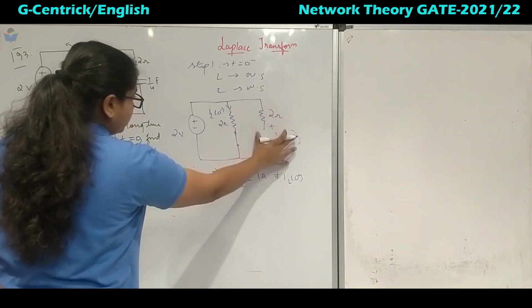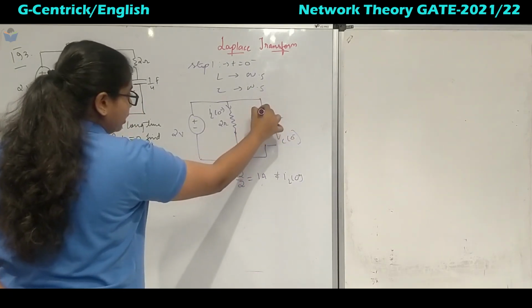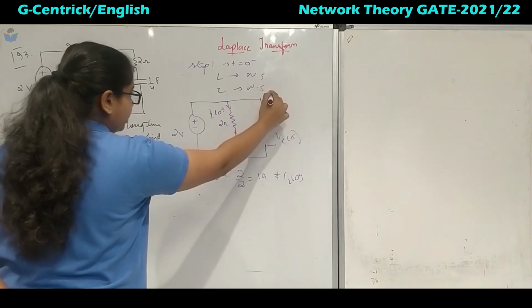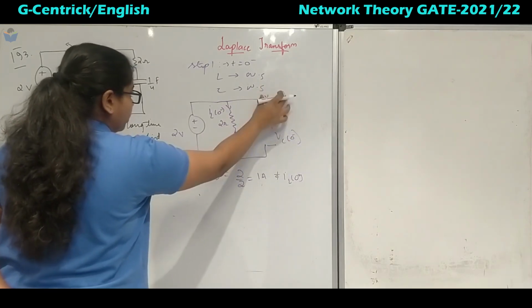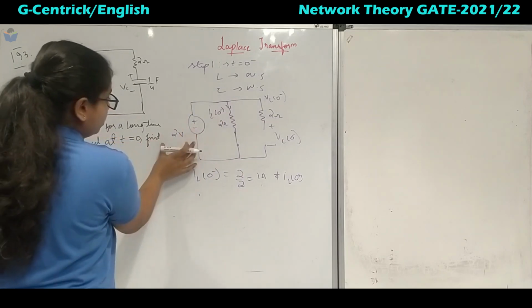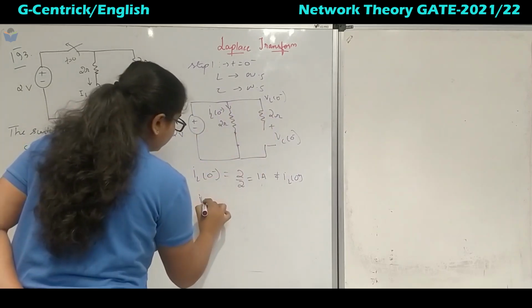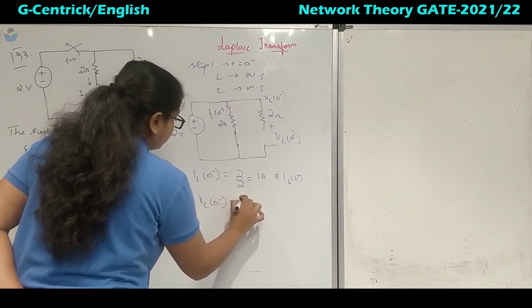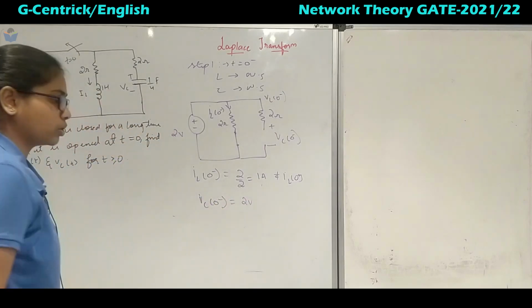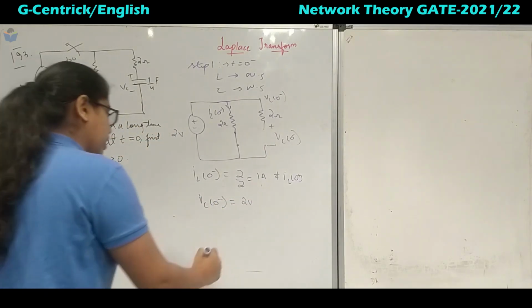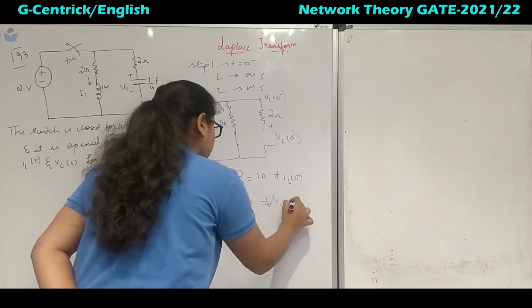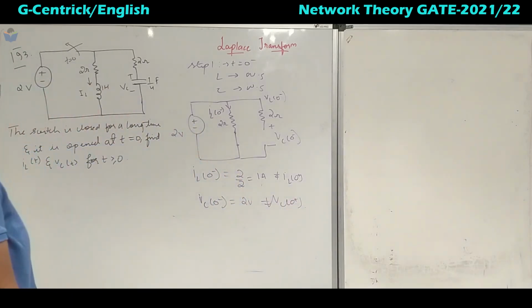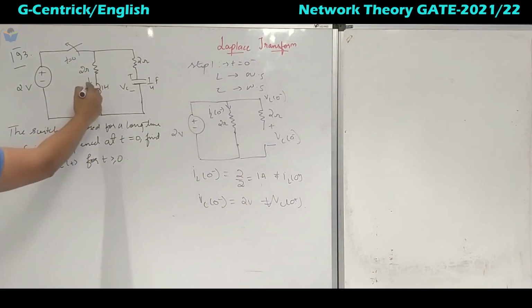Okay, so this is Vc of 0 minus, this voltage. Here there is no voltage drop, so this will be at the top, and this is the same potential. So this 2 volt will be the same as the voltage across the capacitor, which is again not equal to Vc of 0 plus.